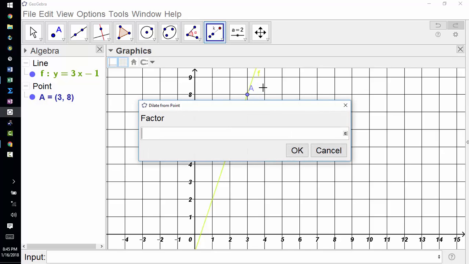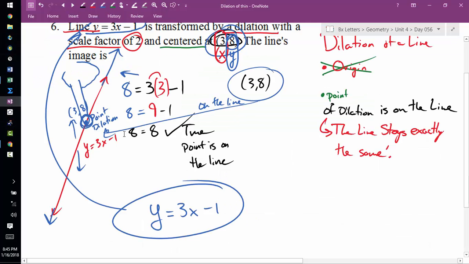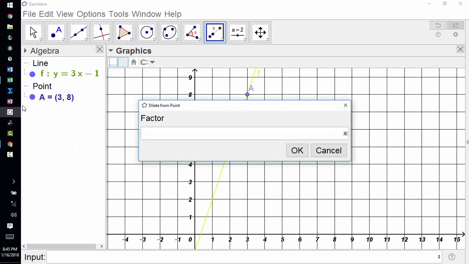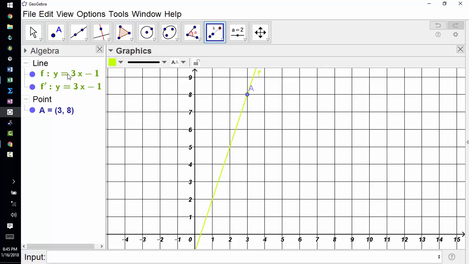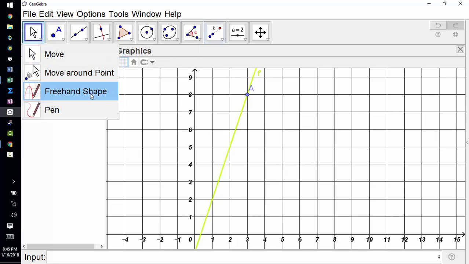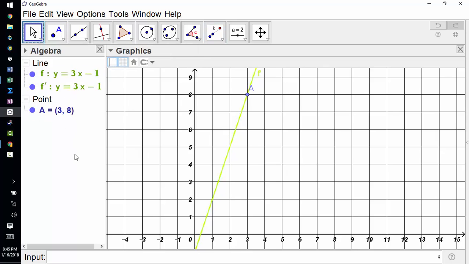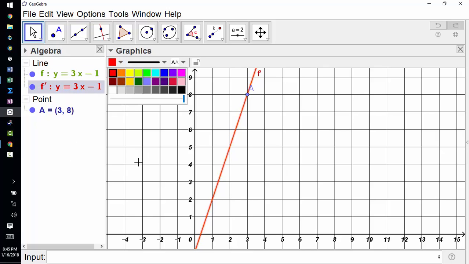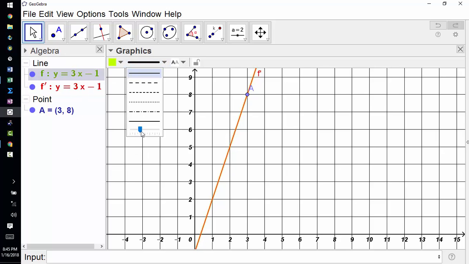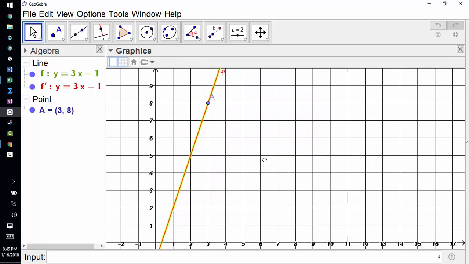it doesn't matter what the scale factor is. I mean, they told us it was 2. That's really irrelevant. It won't matter, but I'll call it 2. And when we do that, you can see their equations are literally the same thing. They are the same. And I'm going to color the new line red so you can see they lie on top of each other. If I make that line a little bit thicker, you can see the green one's right underneath it. And those lines are the same.